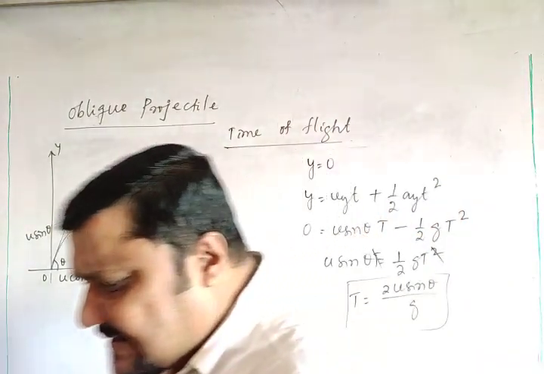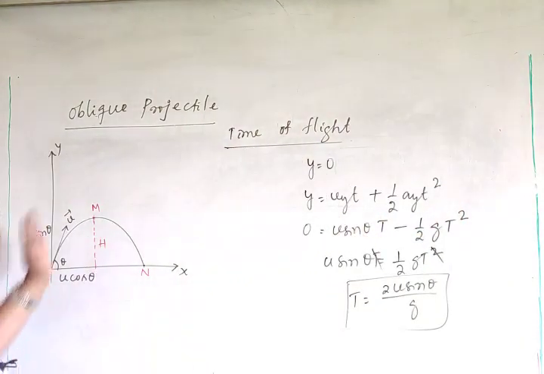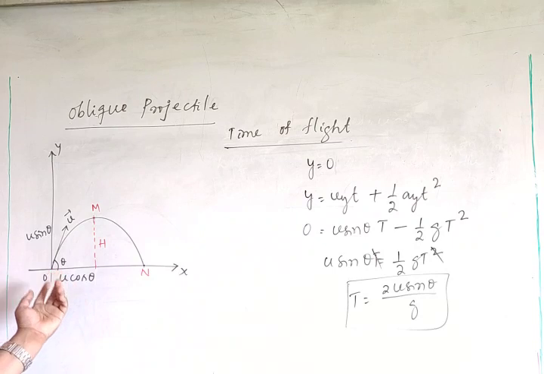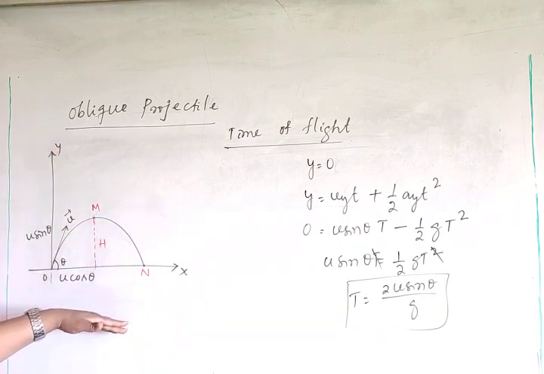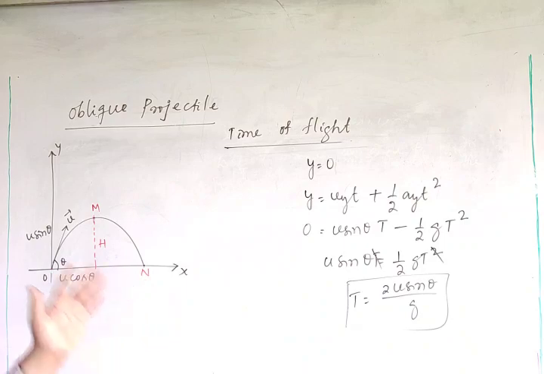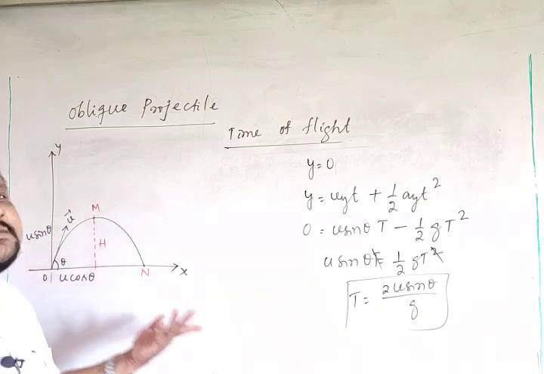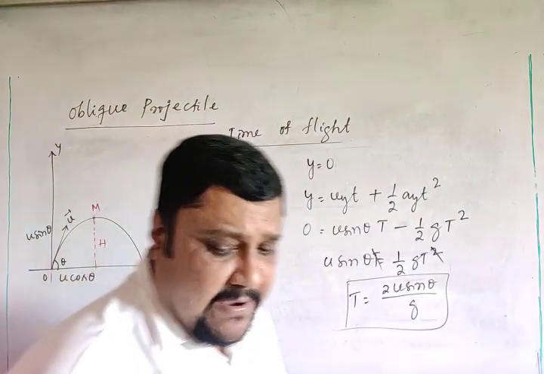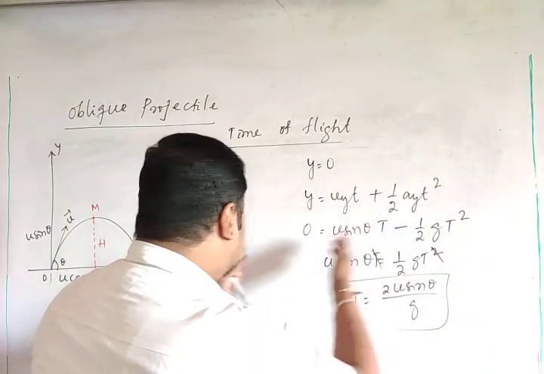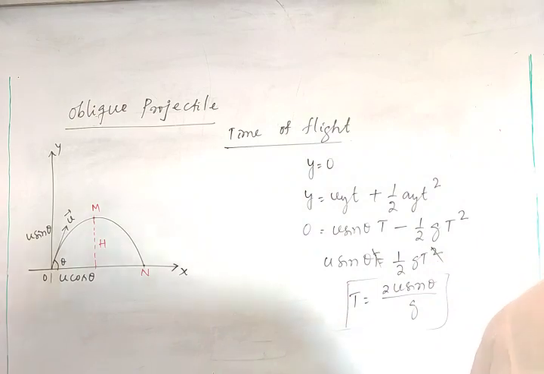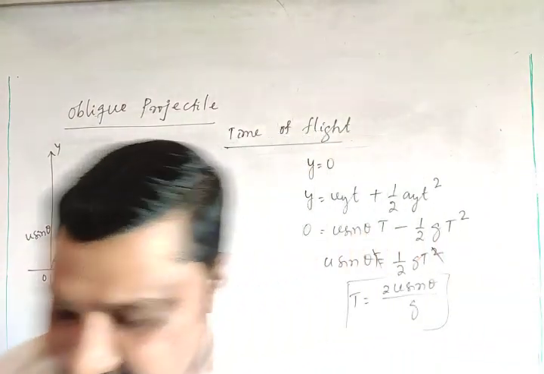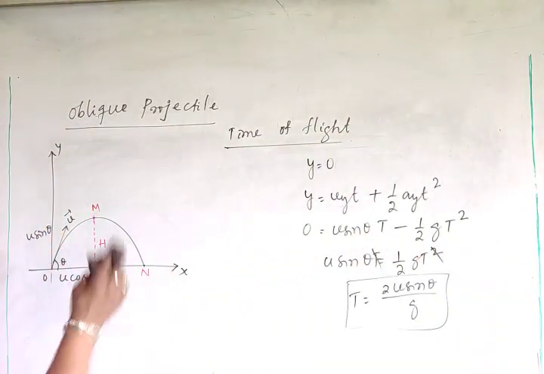But in this case we have to consider that the total vertical displacement is 0, because from where it goes, the vertical height covered during the total flight is 0. That's why you consider y is equal to 0. But horizontally it covers some distance, and that is called the horizontal range.